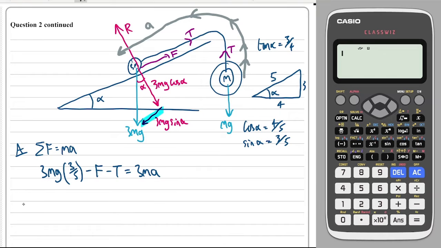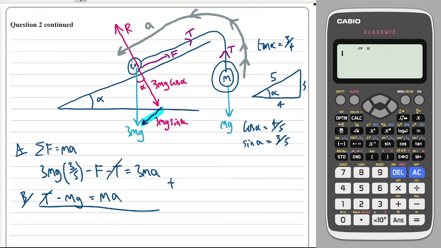Okay, so let's do an equation of motion for B. So I'm going to have tension going up in the direction of motion, minus mg going down, and that's going to equal the mass multiplied by the acceleration. Once I've got both equations of motion, I just add the two together, and that's going to cancel out the T's, because we've got one positive, one negative.